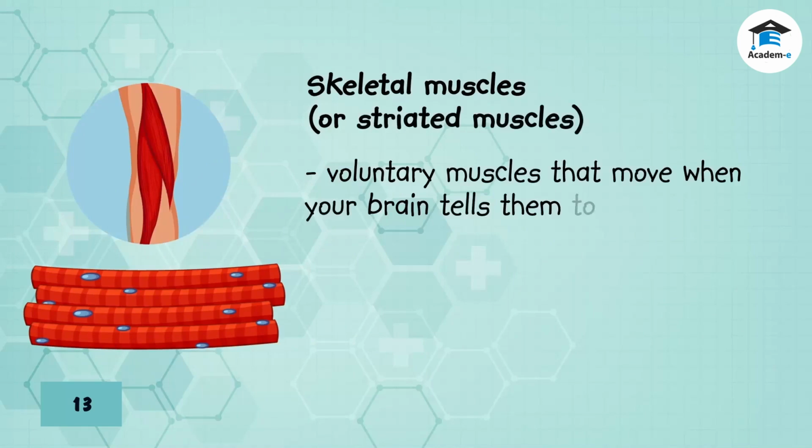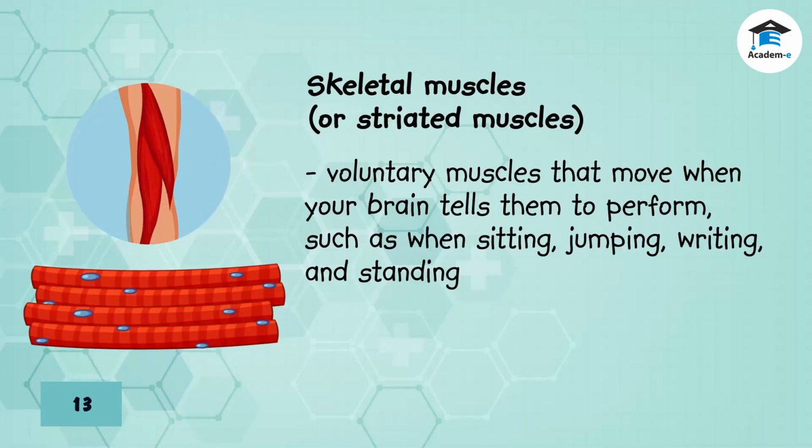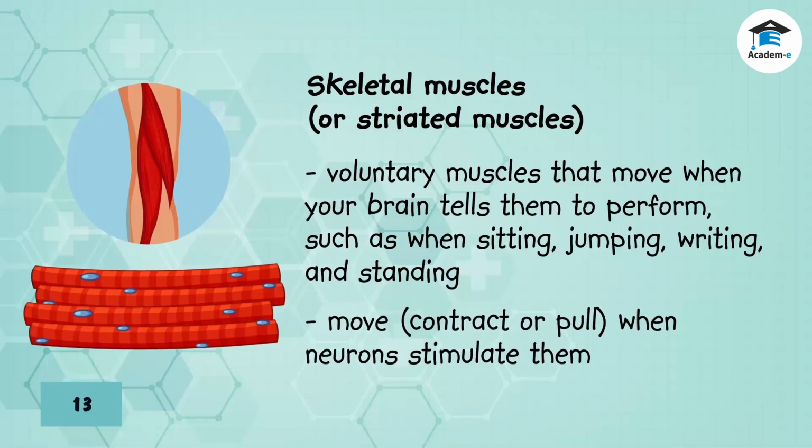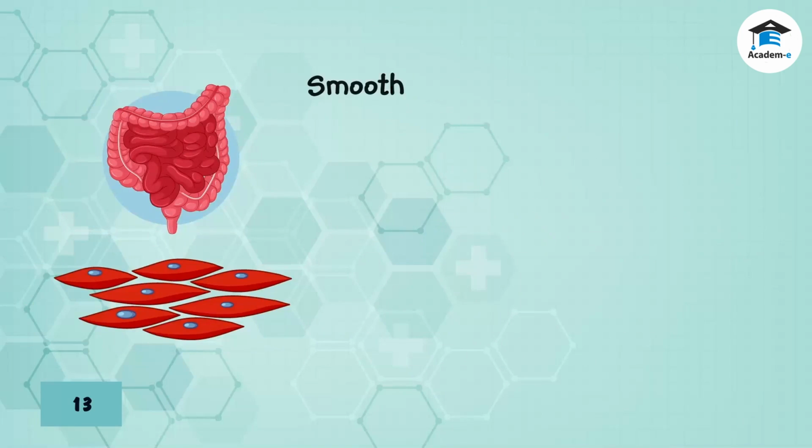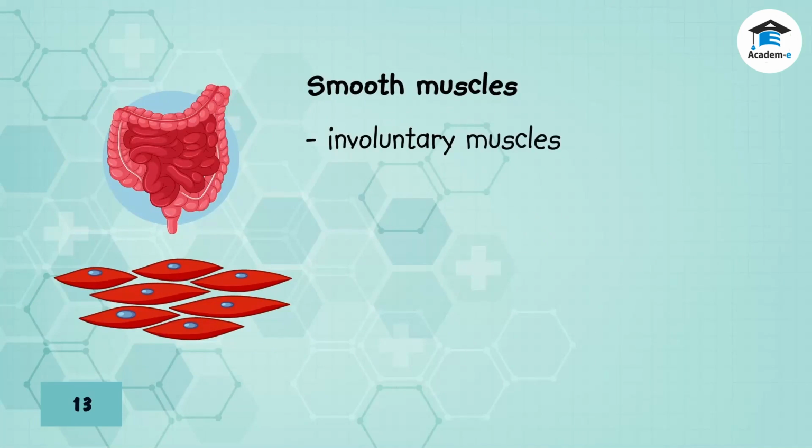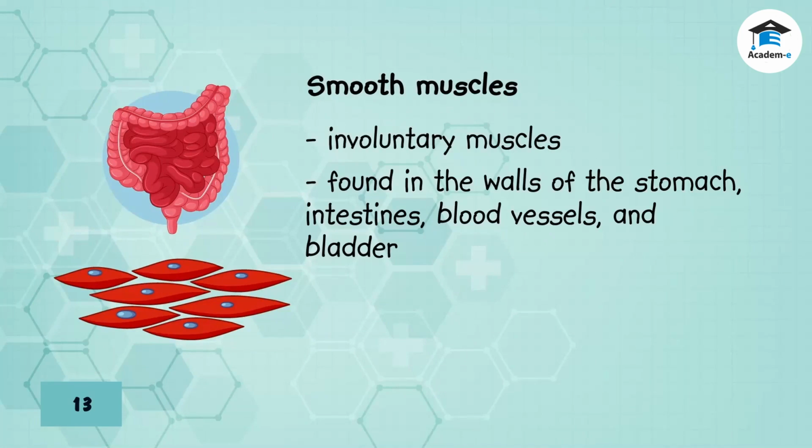Skeletal muscles are voluntary muscles that move when your brain tells them to perform, such as when sitting, jumping, riding, and standing. They move, contract or pull, when neurons stimulate them. Smooth muscles are involuntary muscles found in the walls of the stomach, intestines, blood vessels, and bladder. For example, your stomach continues to digest even when you are asleep.